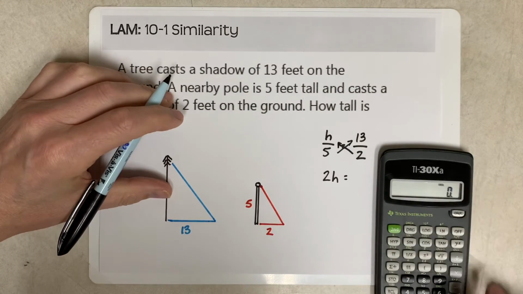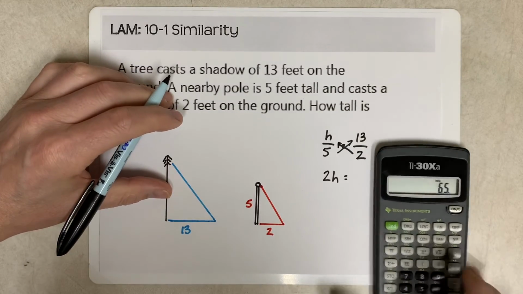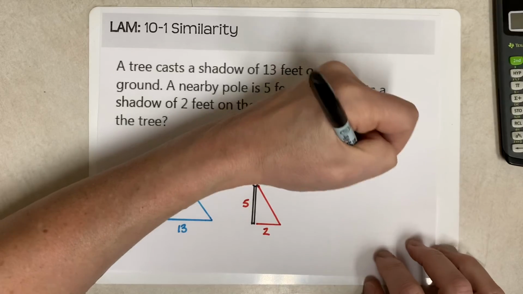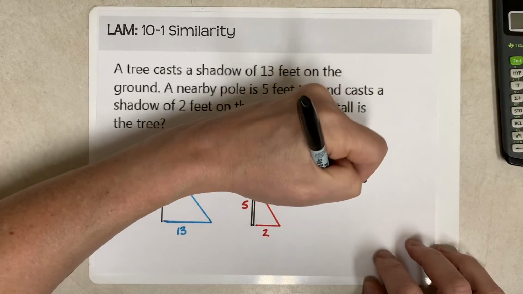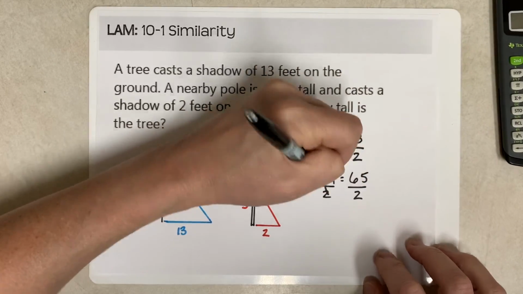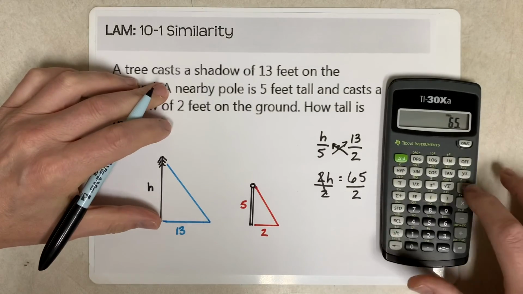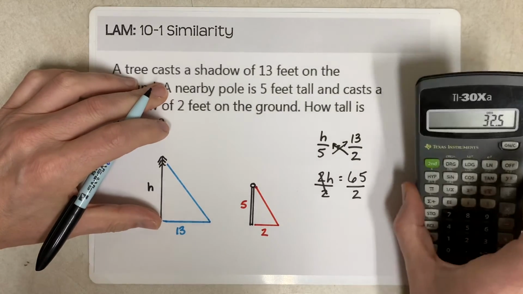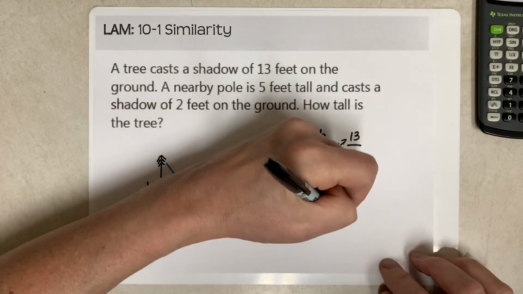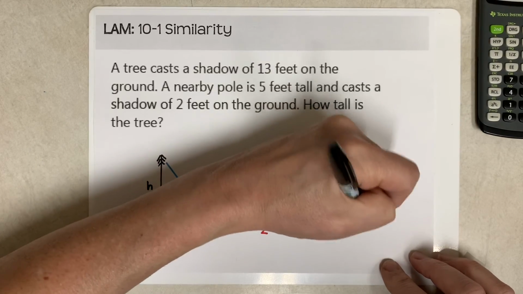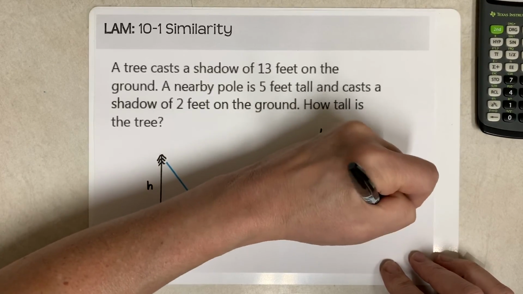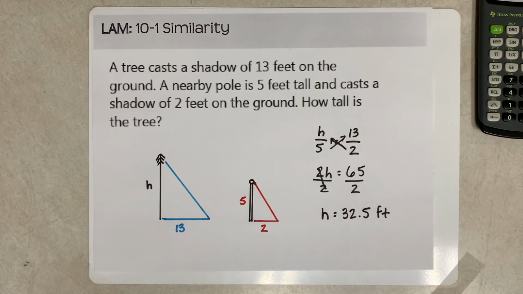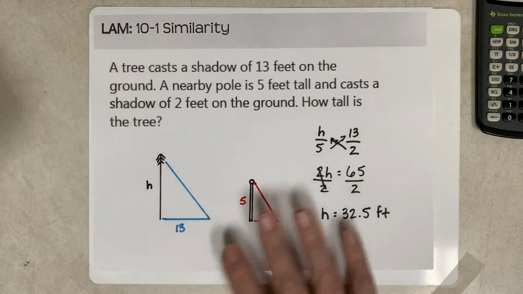So we do 13 times 5 and we get 65. So we're going to get a decimal, which is pretty common. So we divide that by 2 and we get 32.5. So H is equal to 32.5 feet. And we have another word problem here.